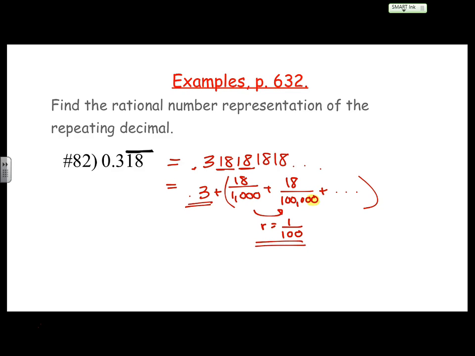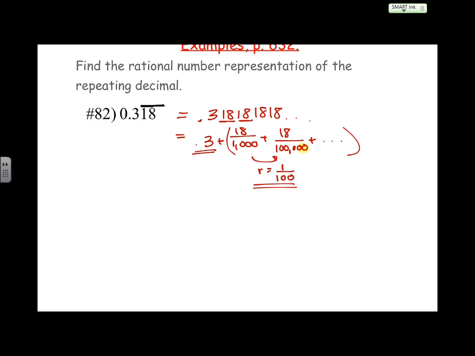My question: is this convergent? Yes, r is tiny. So if it's convergent, I can say my decimal is going to be 0.3 plus, can't I plug in my S formula for the infinite sum? I'm just looking at this geometric series. The 0.3 I'm leaving on the outside, and it's its own little thing. My a sub 1 would be 18 over 1,000, right? Isn't that my first term? Times 1 over 1 minus 1 over 100.